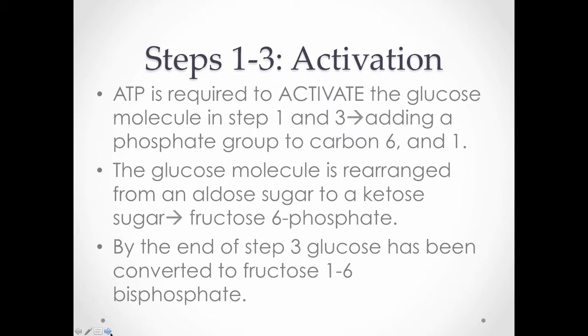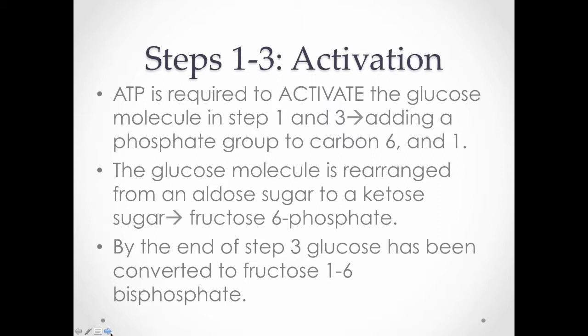So ATP is actually input in the beginning stage of glycolysis. You actually need 2 molecules. And what that does is it adds a phosphate group to carbon 6 and carbon 1. And the glucose molecule is rearranged to form fructose 6-phosphate.